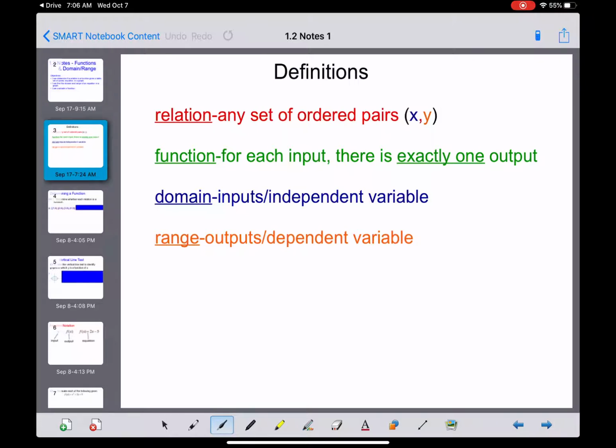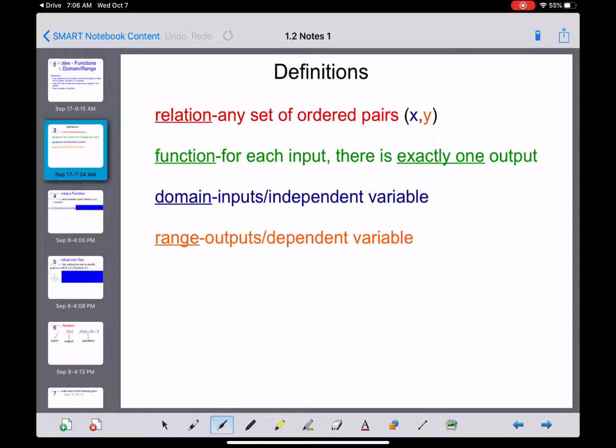So here we go, some definitions that are going to be important for today and moving forward. The first one is a relation. A relation is any set of ordered pairs. So if I give you a coordinate point x, y, every set of those, and set just means multiple ones, would be a relation. The question becomes whether or not a relation is a function.